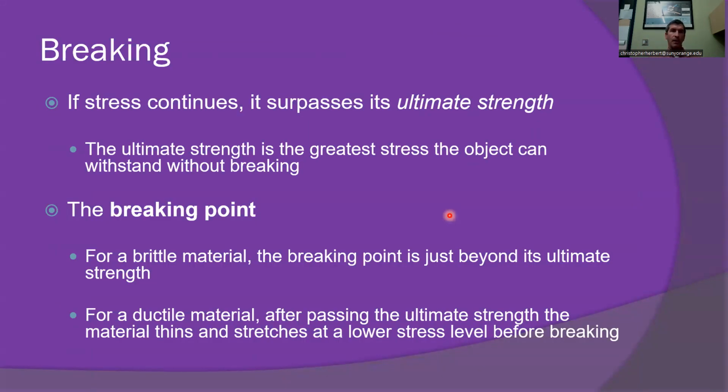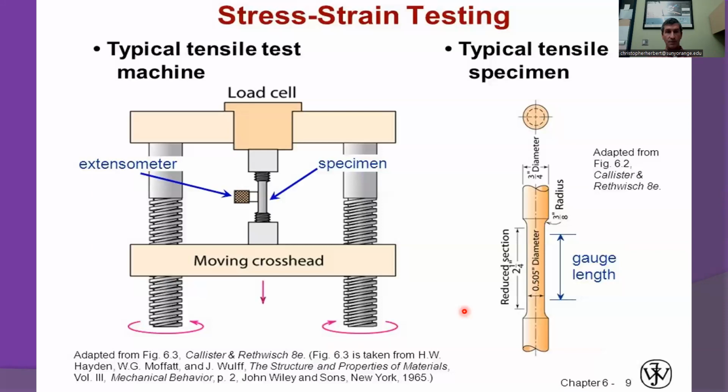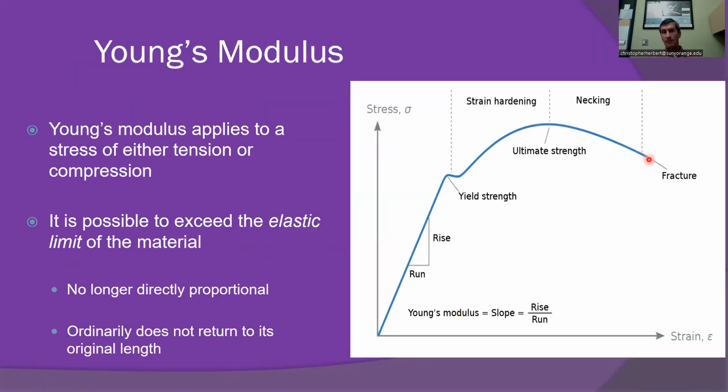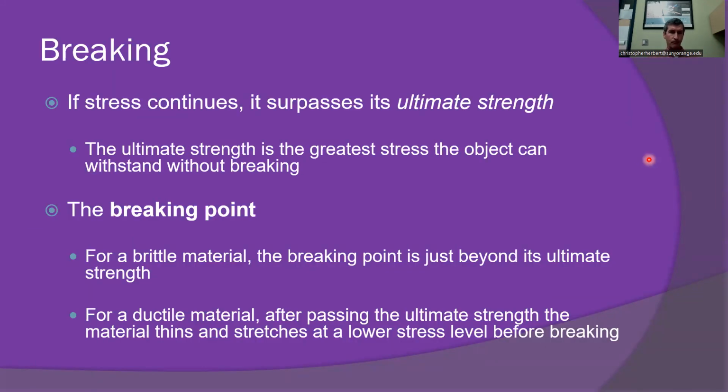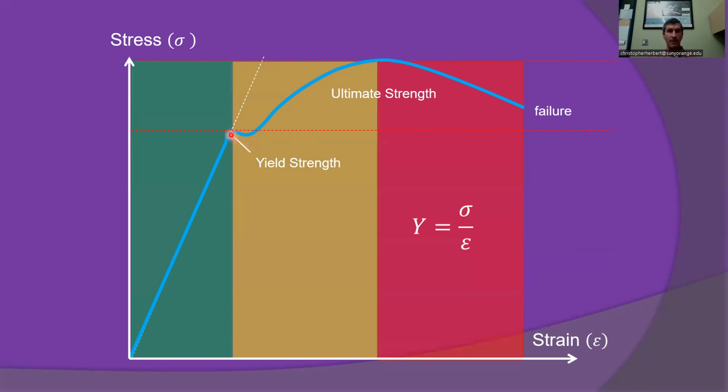So again, if stress continues, we surpass what's called the ultimate strength. That's at the point at which the material is going to fail. And again, the ultimate strength is really the greatest stress that we can put on the object without it breaking. For brittle materials, the breaking point is just beyond the ultimate strength of the material. For ductile material, we'll pass the ultimate strength, and then the stress will drop off, as we saw in this previous example, and fail at a greater strain, but a lower stress. So again, here's the yield strength at which the material is no longer linear.